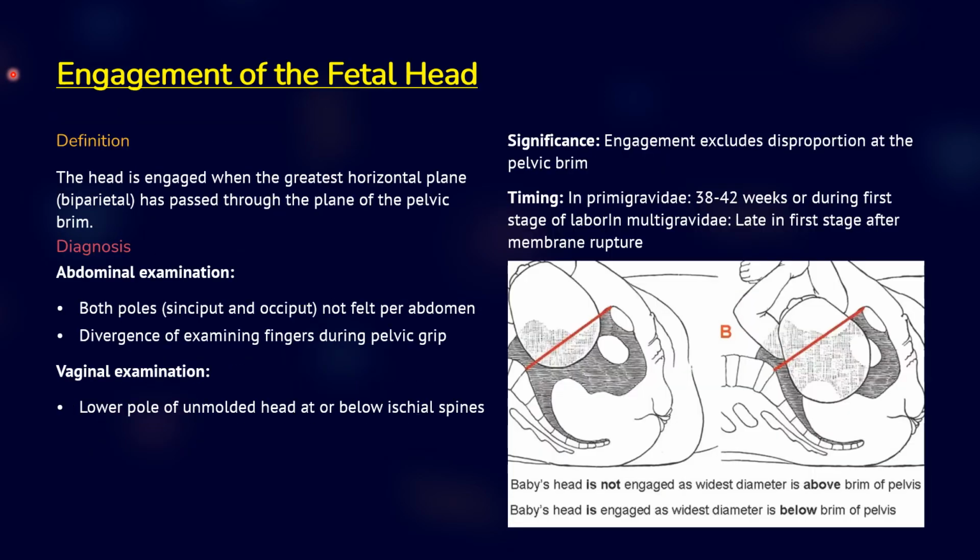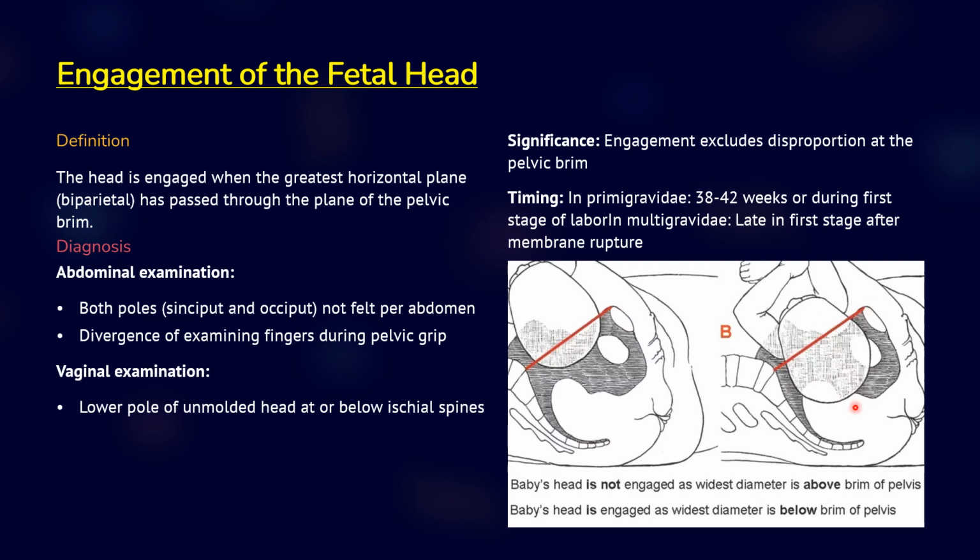Okay, so lastly, let's see what is engagement of the fetal head. We were talking about whether the head has been engaged or not in the previous slide. So what actually is it, let's learn. The definition is the head is said to be engaged when the greatest horizontal plane, which is the biparietal diameter, here, this, has passed through the plane of the pelvic brim. If it has passed through the pelvic brim, then it is called the head has been engaged.